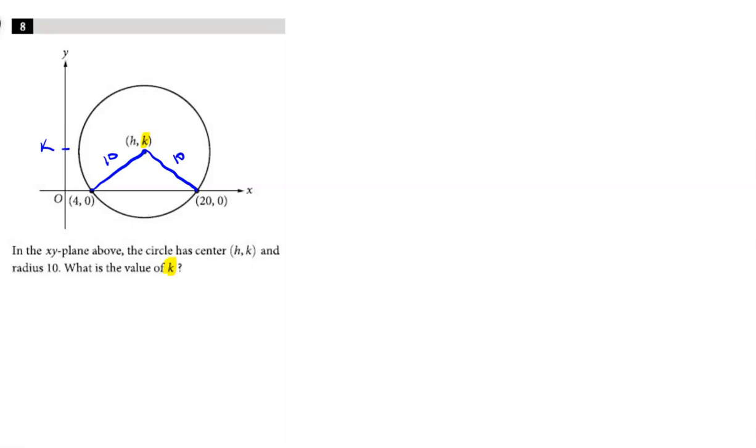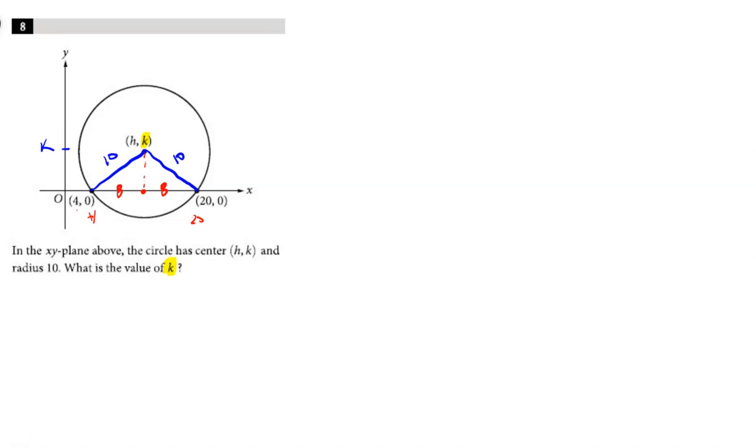So I have an isosceles triangle. And I'm going to drop a little line down, which that right there should be right in the center. So if you're looking from x equals 4, all the way to x equals 20, that's a space of 16. And if I split that up, that's going to be 8 and 8.